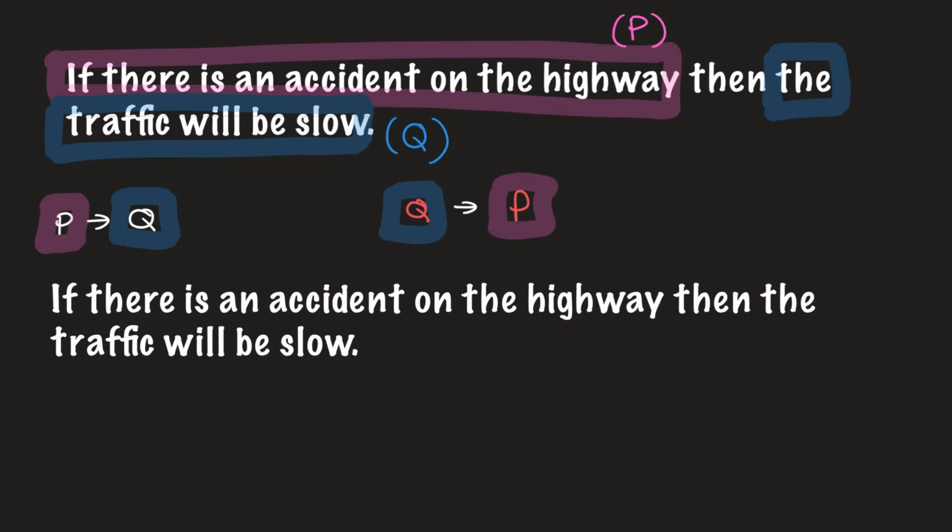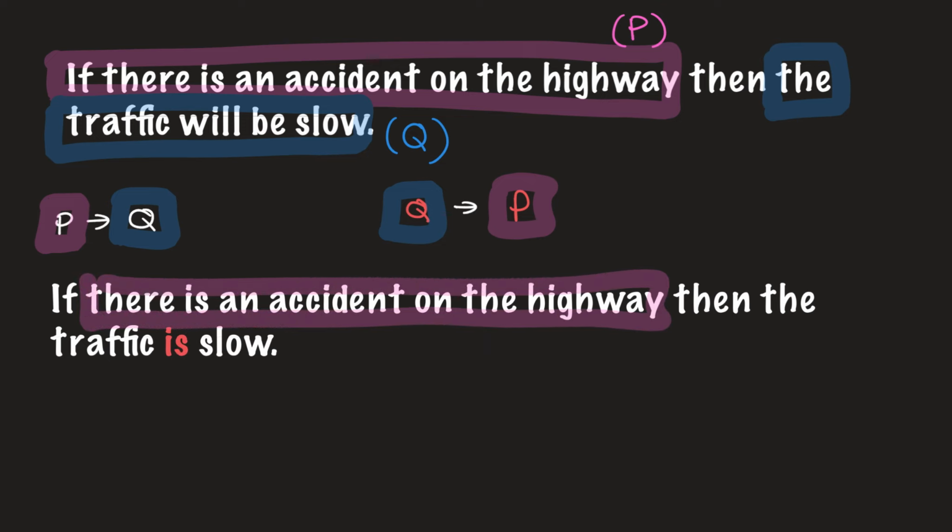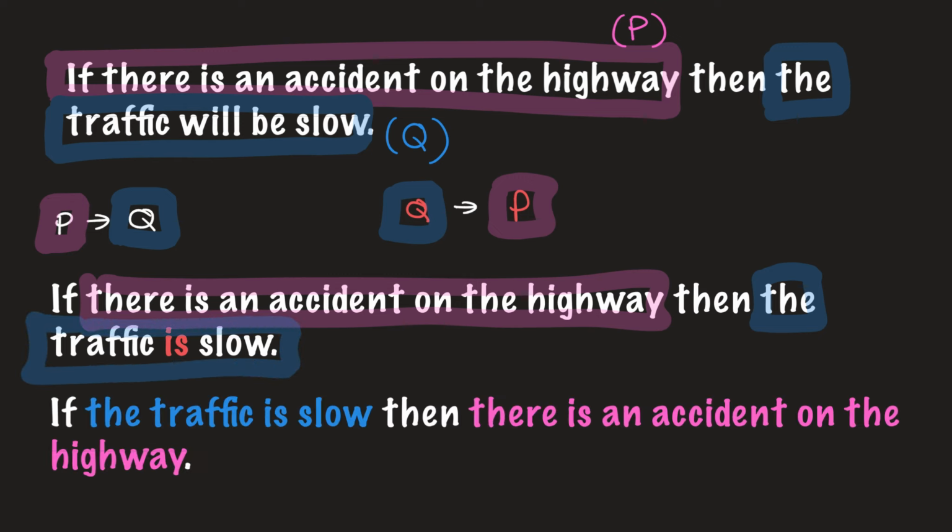So if there is an accident on the highway, then the traffic will be slow. We're going to switch those two around. So let's just change "will be" to "is" to make it make more sense. Then we have there is an accident on the highway, which is the P part, and we're going to move it to the back. And the traffic is slow, we're going to move it to the front. So if the traffic is slow, then there is an accident on the highway.